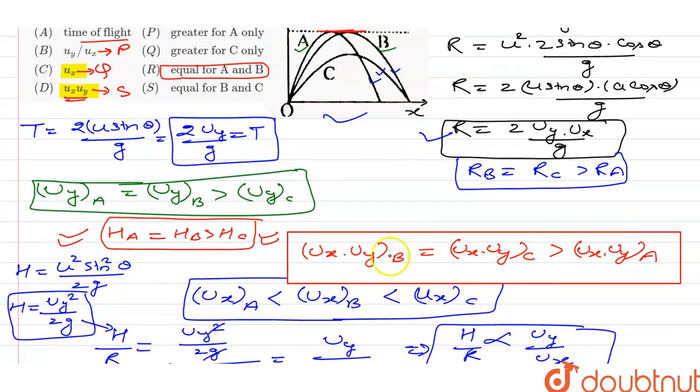By this equation you can say that ux into uy for B is greater than ux into uy for C, which is greater than ux into uy for A. So option D matches with S. What is S? Equal for B and C. It is clear. So these are our answers.